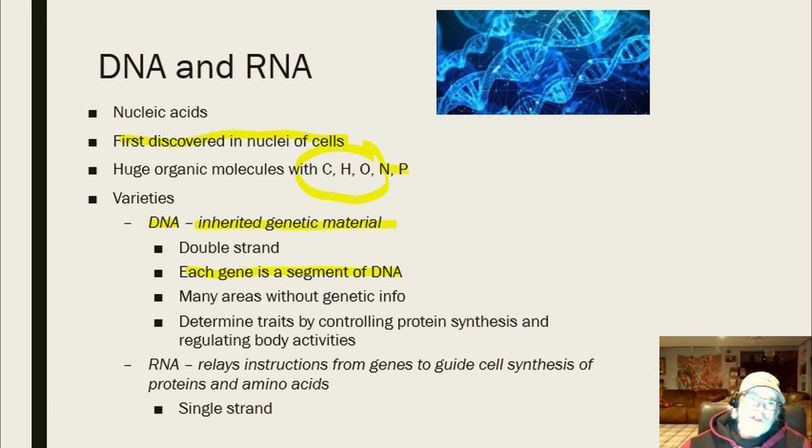So what do these genes do? Again, they have all that genetic information, and the genetic information determines traits by controlling protein synthesis and regulates body activities. So yes, in some ways it does tell us our eye color, stuff like that, because those are dictated by the protein that makes that particular color. RNA: I said DNA has the inherited genetic material, has the code. RNA relays the instructions from the genes that helps to guide the synthesis of proteins and amino acids. Amino acids are going to be proteins.